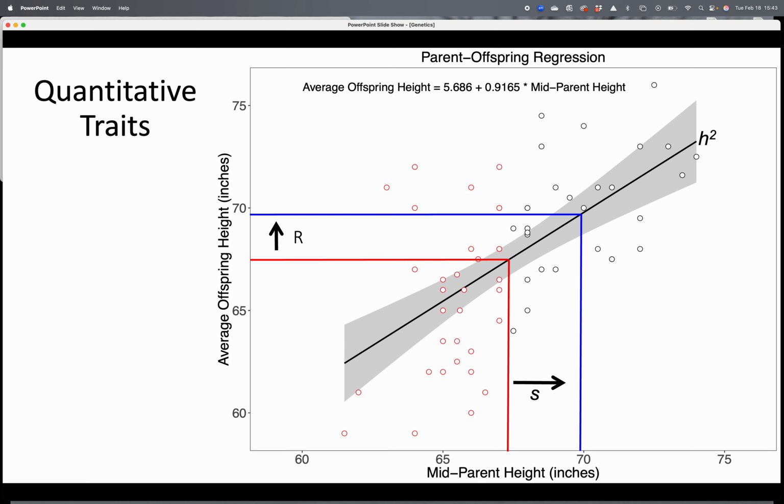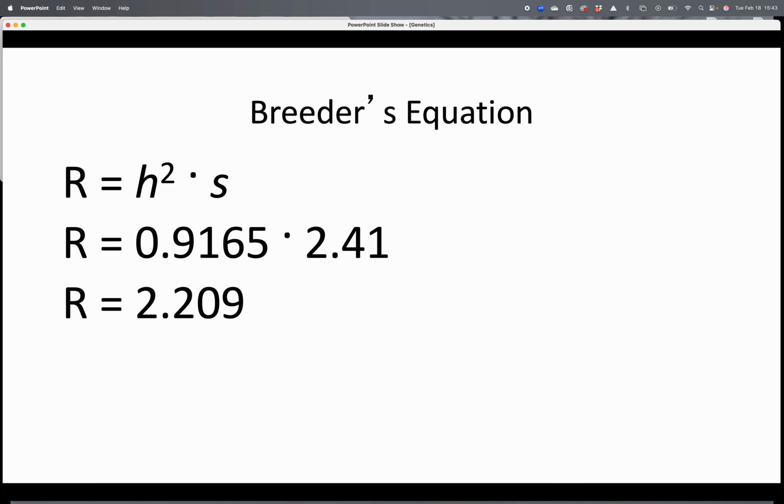So what we see is we can use this figure that I've got on the screen for you here, such that the selection that is acting on the parental population multiplied times the heritability of the trait that we're measuring, those two things multiplied together will predict what the evolutionary response to selection is. This is the breeder's equation, and here it is formalized for you. So the heritability value is 0.9165. Once again, you don't need to do anything to it.